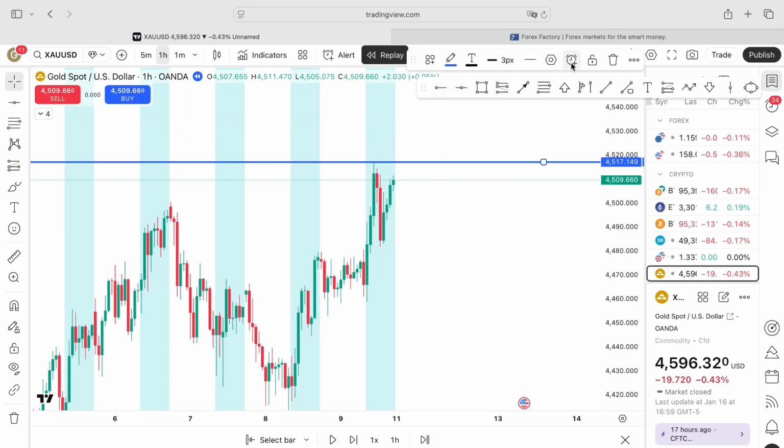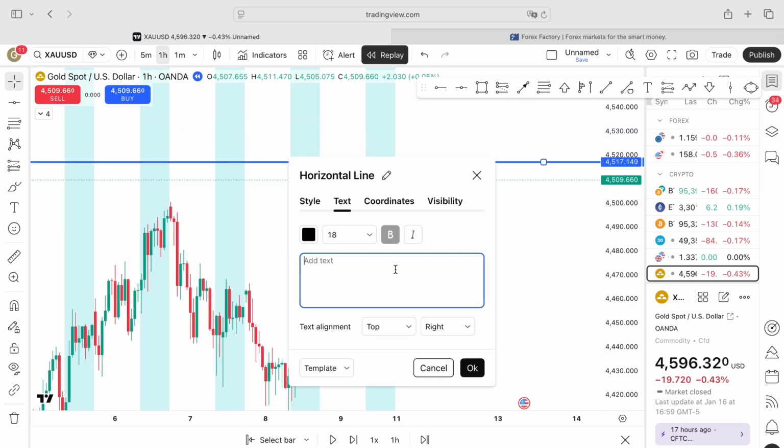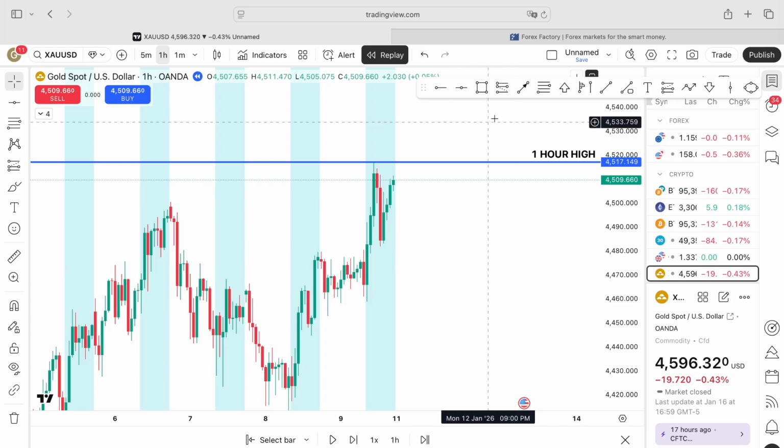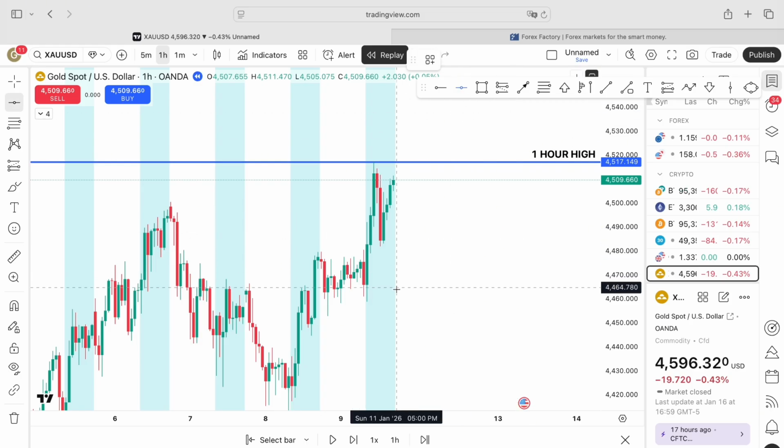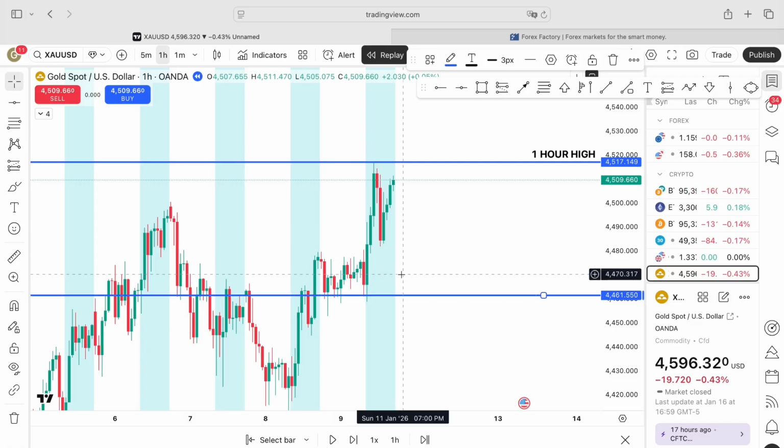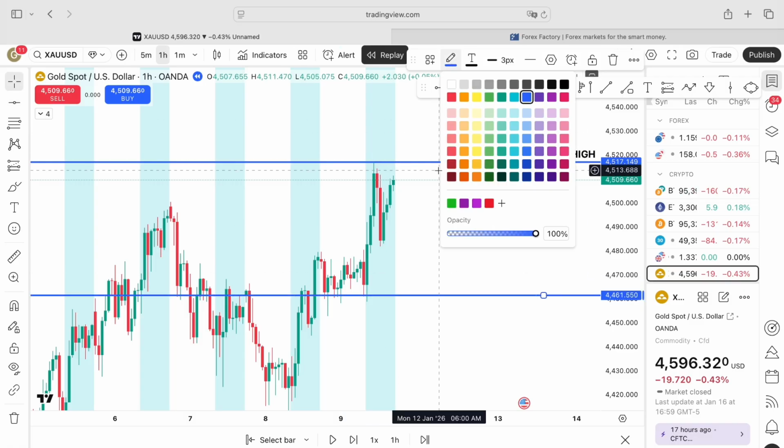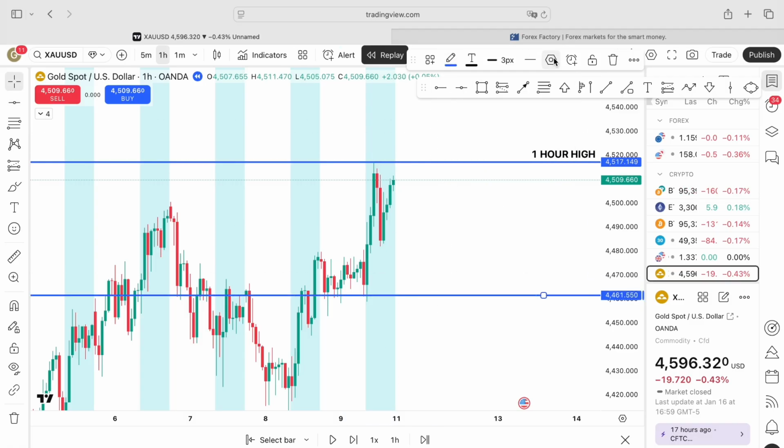Let me mark this up so you guys know what I'm talking about. So this is the 1 hour high. I'm going to make this line black. I'll make this capital, 1 hour high. And then we're going to make this the 1 hour low.